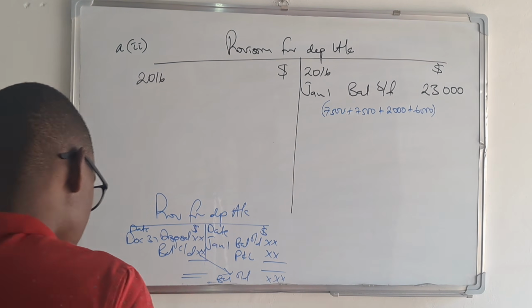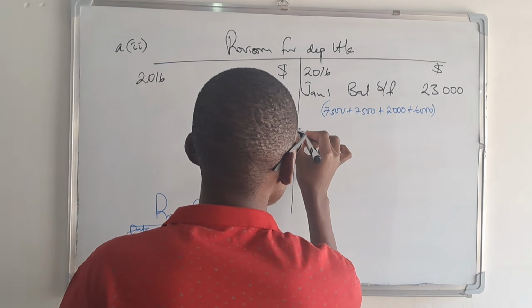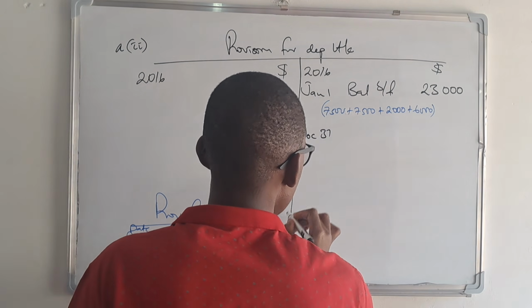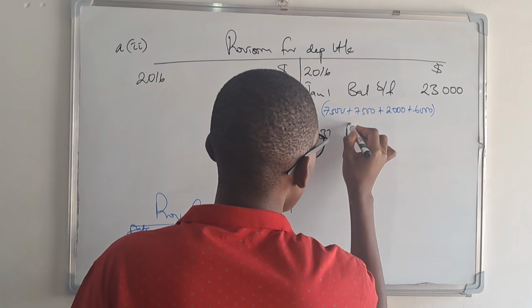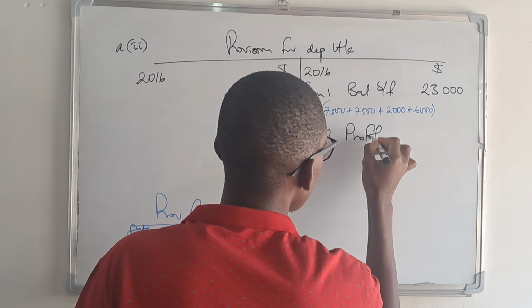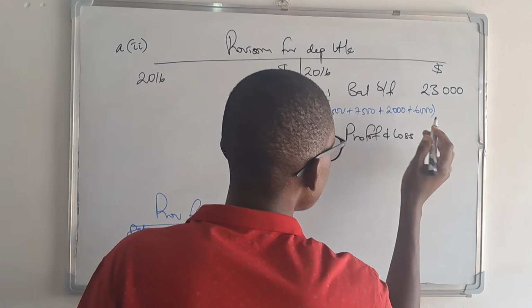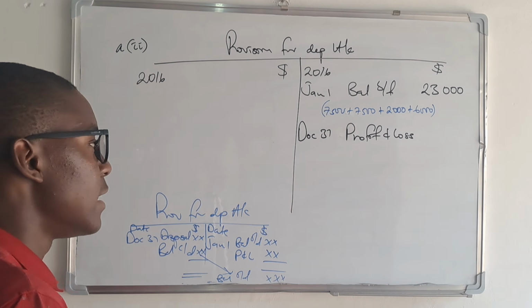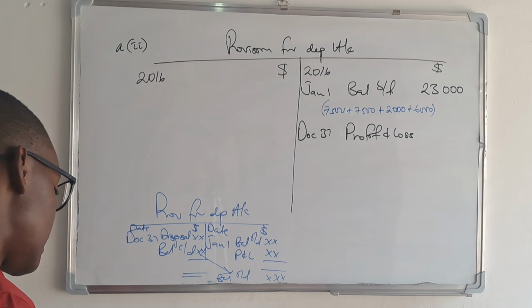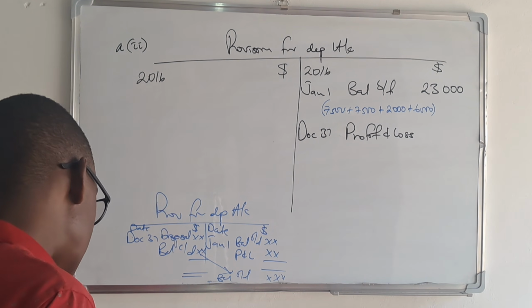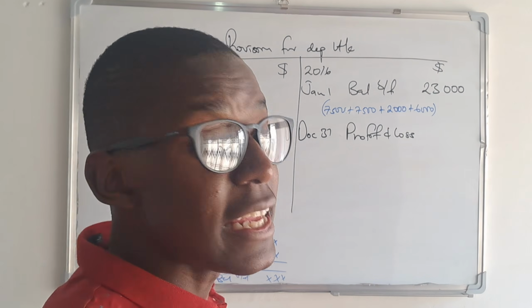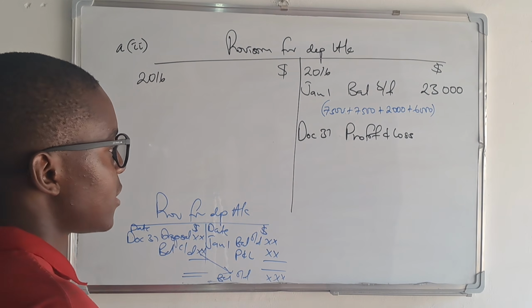Having 23,000, you are going to record it on December 31. You have not a balance CD, it will be a profit and loss. Someone may record it as the profit and loss, someone may actually record it as the income statement. You are not penalized for that.